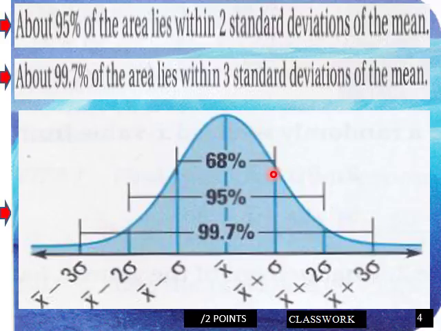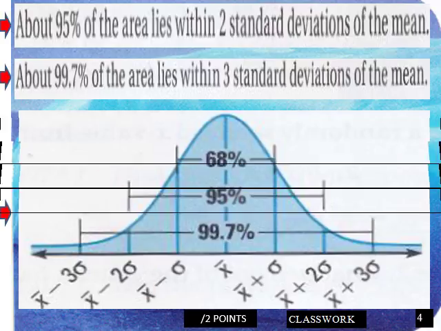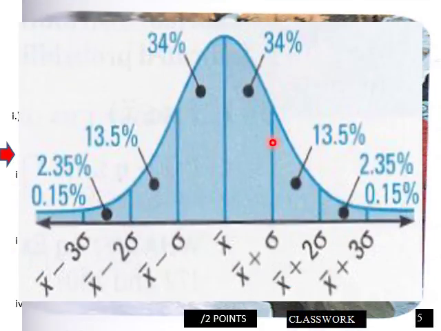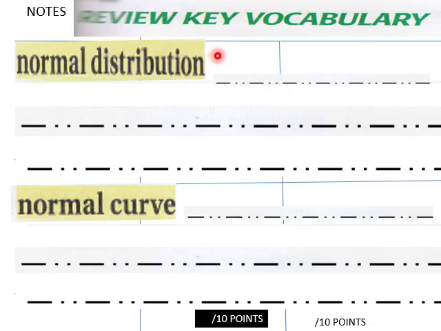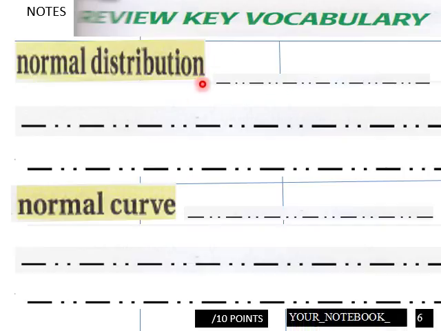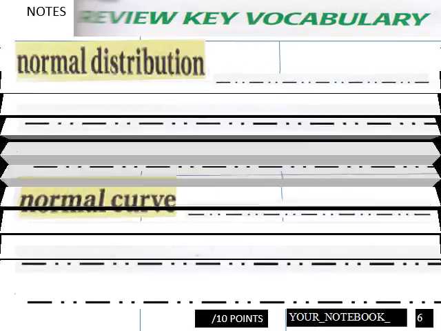Here is a normal curve. This shows you 1 standard deviation, 2 standard deviations, and 3 standard deviations on both sides of the mean. And here is another example of the normal distribution: 34% on this side, 34%, 13.5%, 2.35%, and 0.15% here. Okay, students, your turn now to define normal distribution and then the normal curve. In your own words, define these 2 terms.